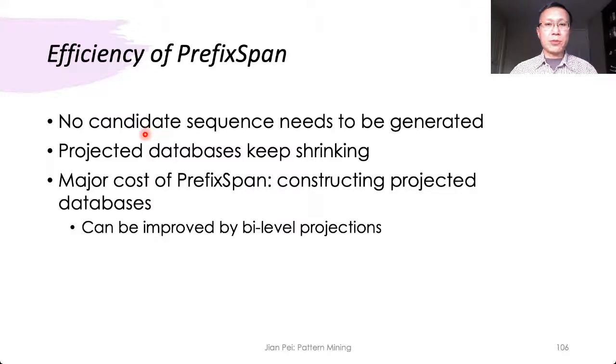PrefixSpan is much more efficient than the GSP algorithm because in PrefixSpan, we do not need to generate any candidate sequential patterns. And then we use the projected databases to keep the search more focused, and also the size of the projected databases keeps shrinking as the patterns become longer and longer. The major cost of PrefixSpan is the construction of projected databases, and this can be improved by further projection if needed.